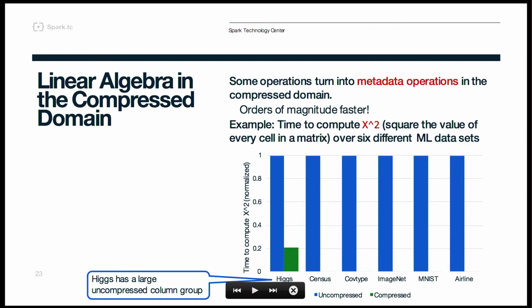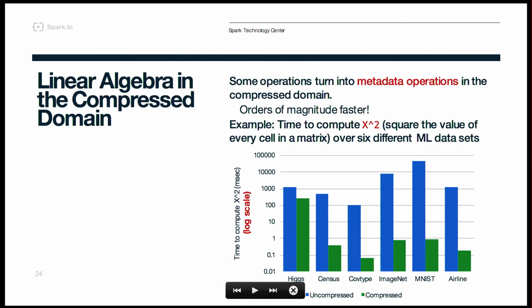The blue bars are how long it takes to run over the uncompressed data. The green bars are how long it takes to run when the data is compressed. And you'll notice the absence of green bars. That is because all the other green bars here round down to 0 pixels high. So you need to switch to a log scale to actually be able to see that difference.